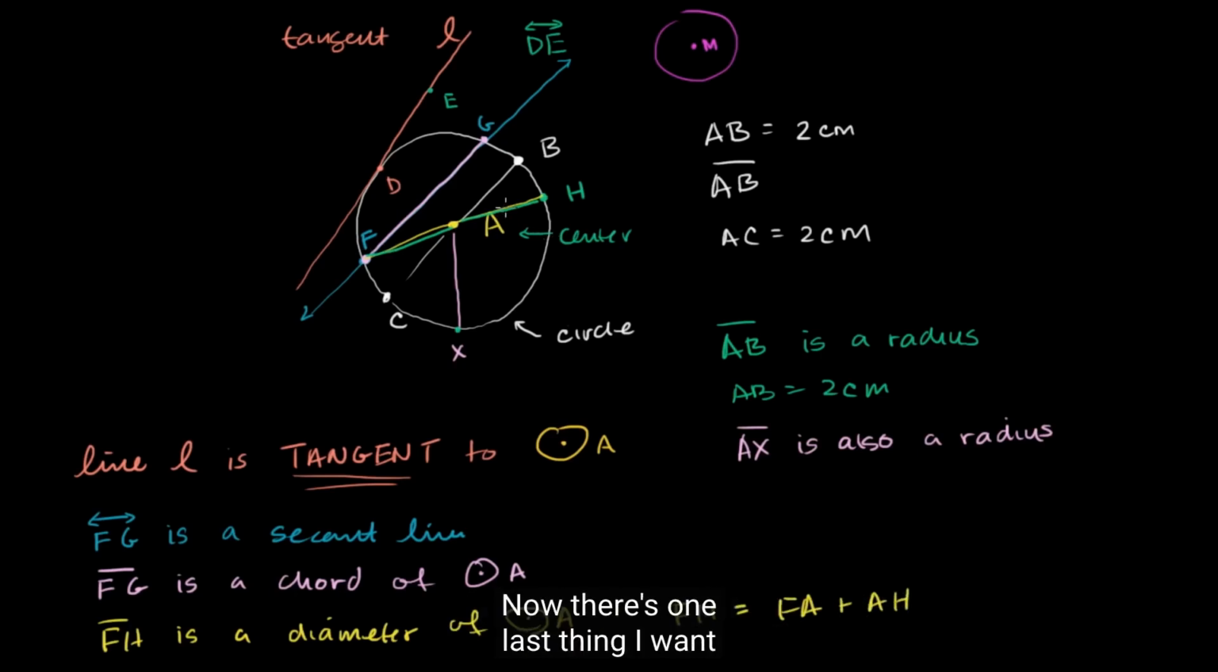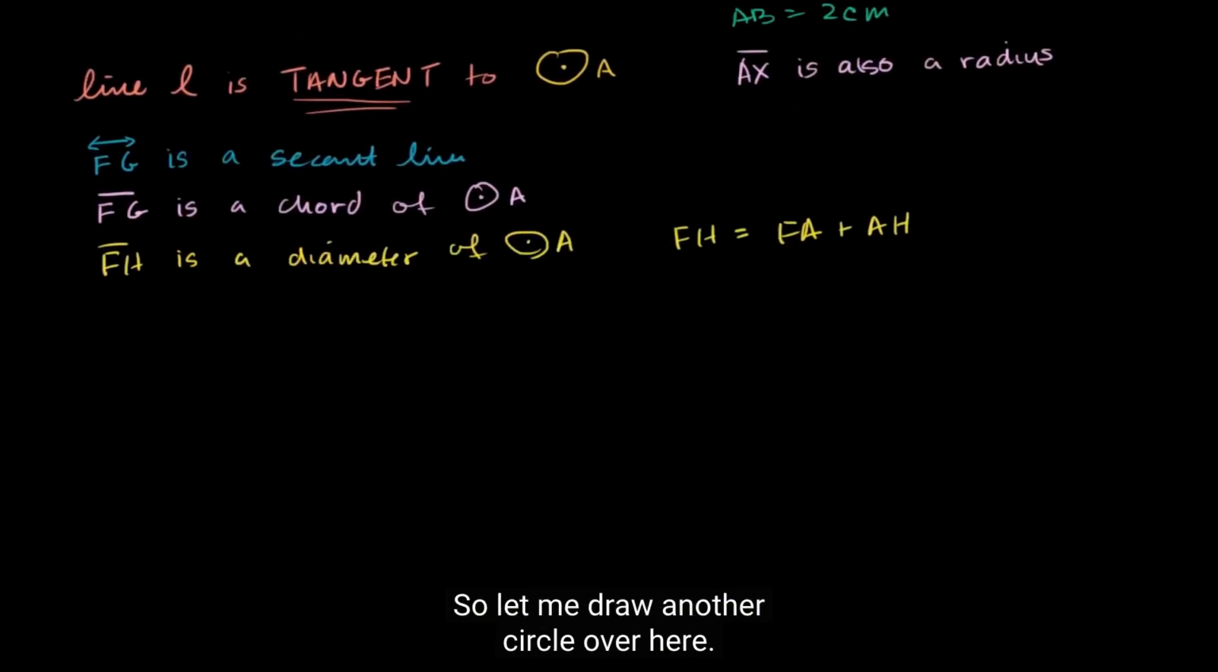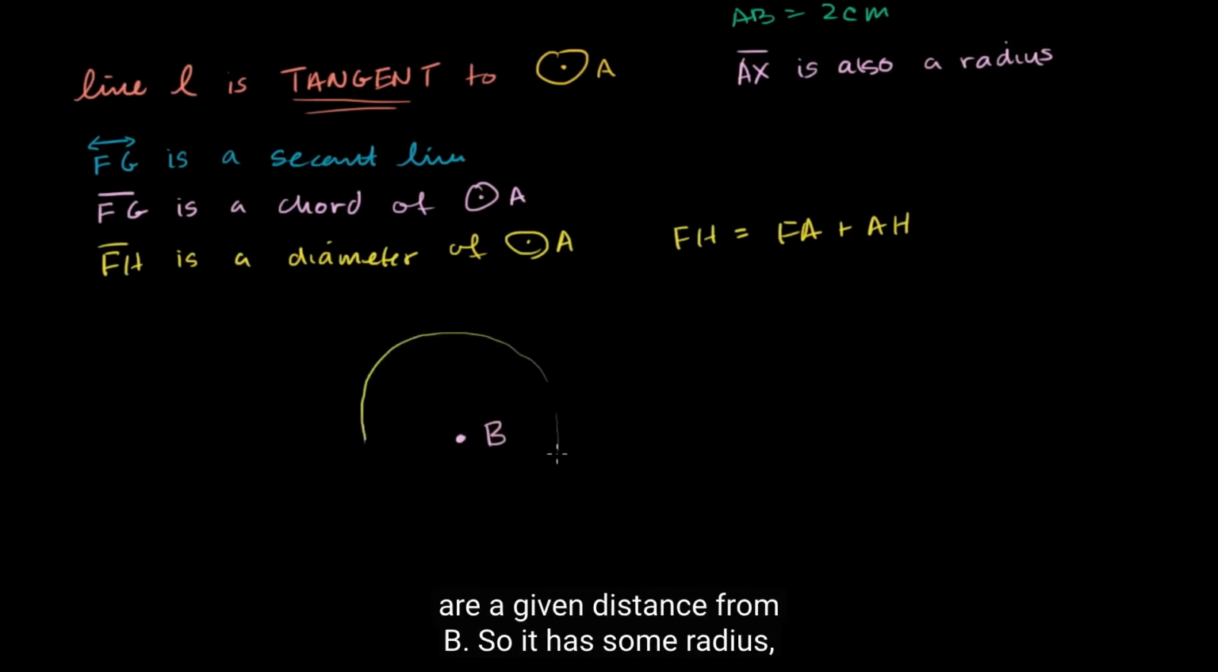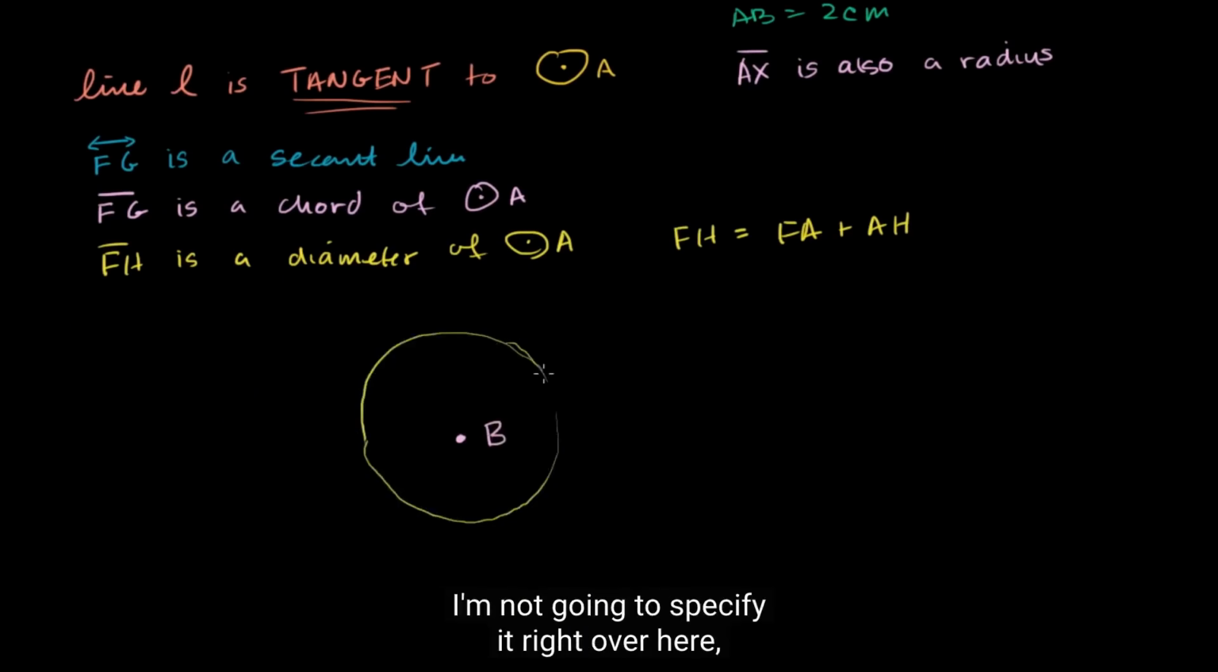Now there's one last thing I want to talk about when we're dealing with circles, and that's the idea of an arc. So we also have the parts of the circle itself. So let me draw another circle over here. Let's center this circle right over here at B, and I'm going to find all the points that are a given distance from B. So it has some radius. I'm not going to specify it right over here.